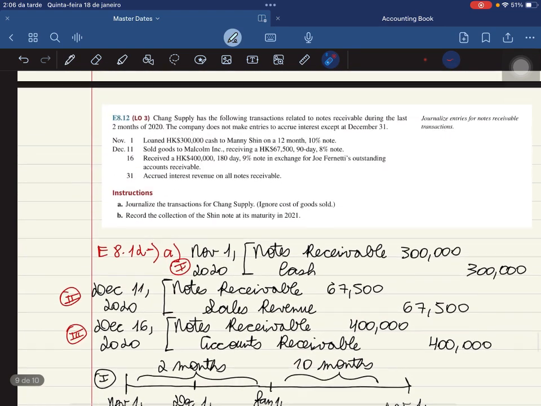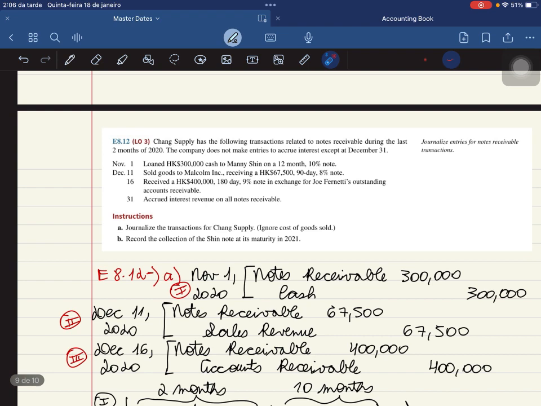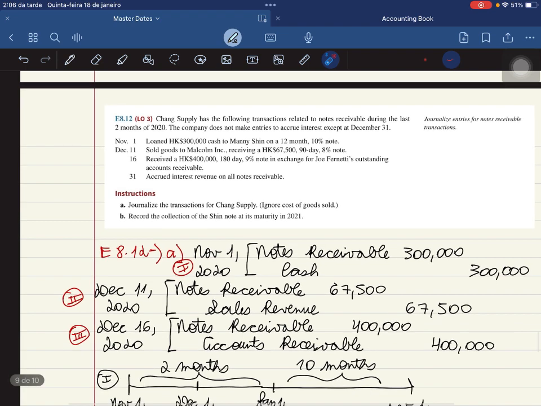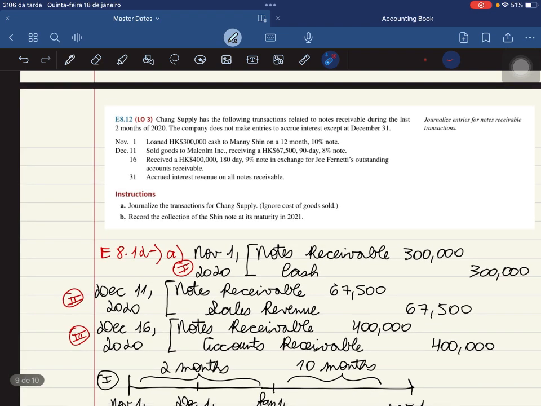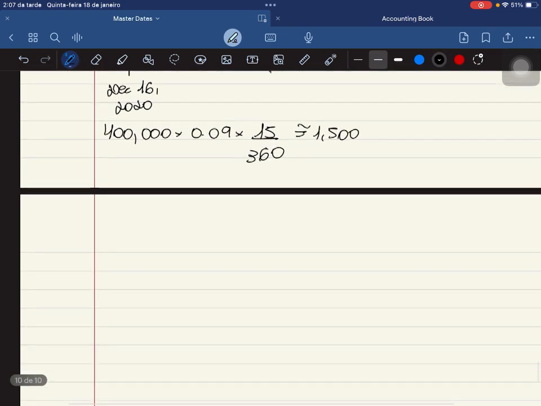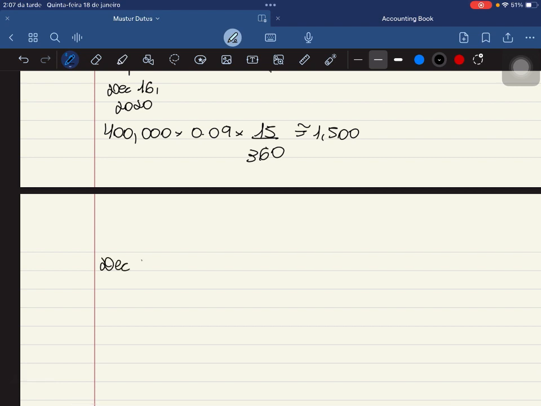We want to make one entry that includes all of these interests together. Why is that? Because the notes come from different people, so I cannot keep a different journal for each customer that I have, right? So for me as a company, for Chang Supply, it's just better to record all of the interests together. So on December 31st, we're going to accrue this interest by making one entry. December 31st, 2020. This entry is actually an adjusting entry.